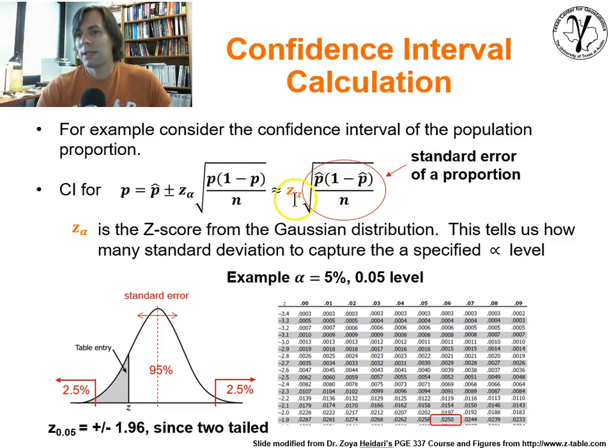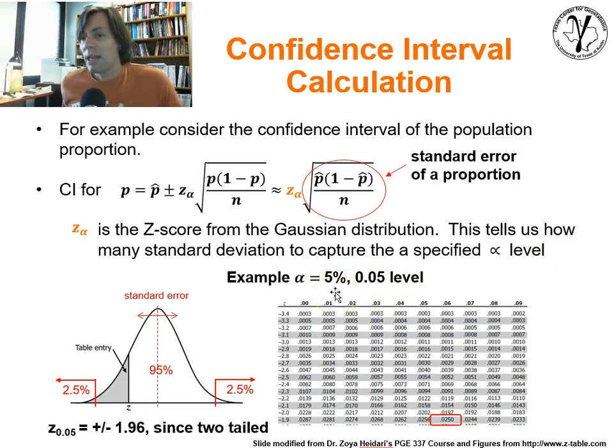The first component is a z-score. We call it a z-score, and put an alpha there. We'll talk about the fact that it's at a specific alpha level. So the z-score is derived from the Gaussian distribution. This tells us how many standard deviations to capture a specific alpha level. So we specify the alpha level, and then from that we can get the specific z-score we should use.